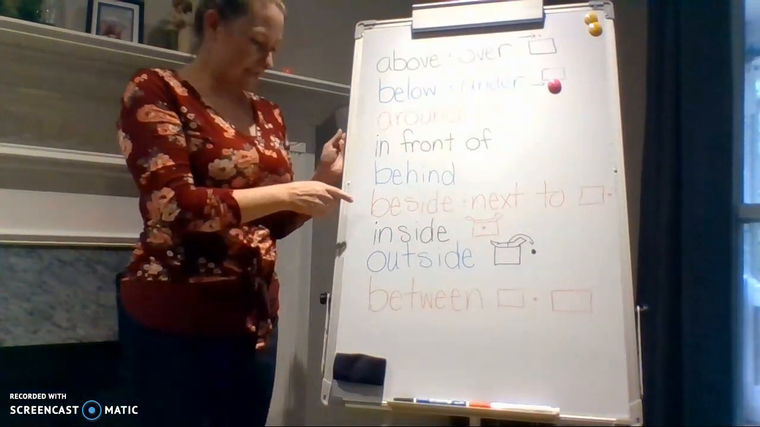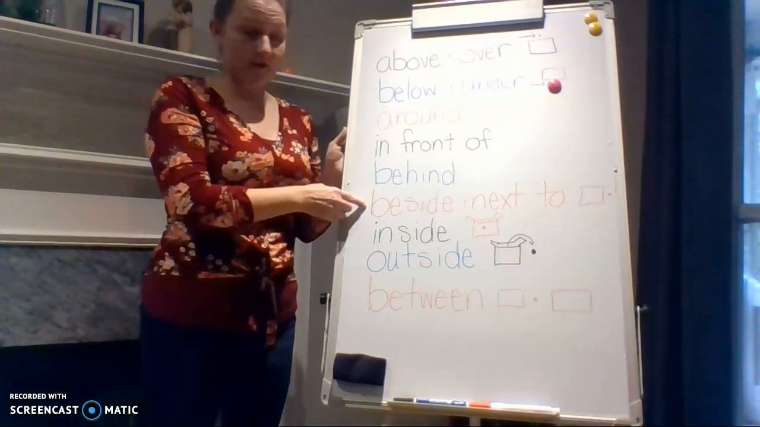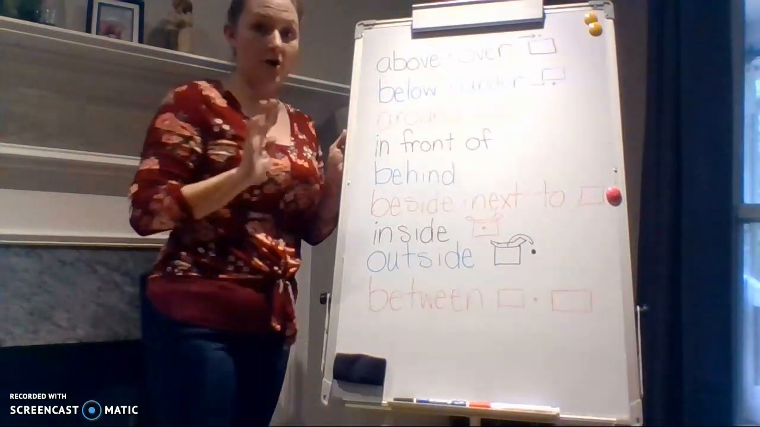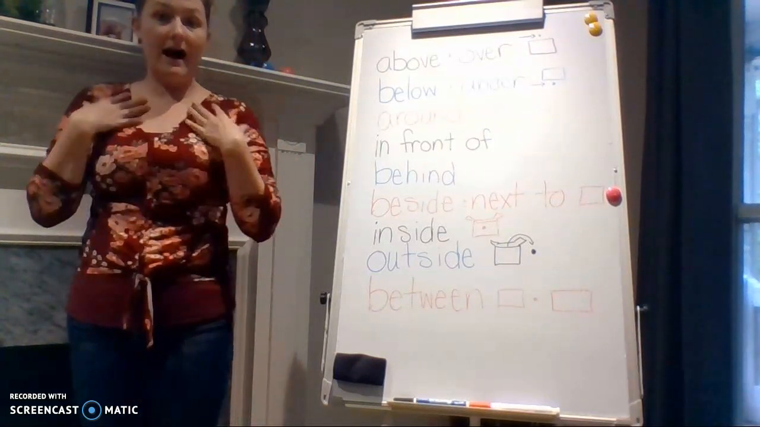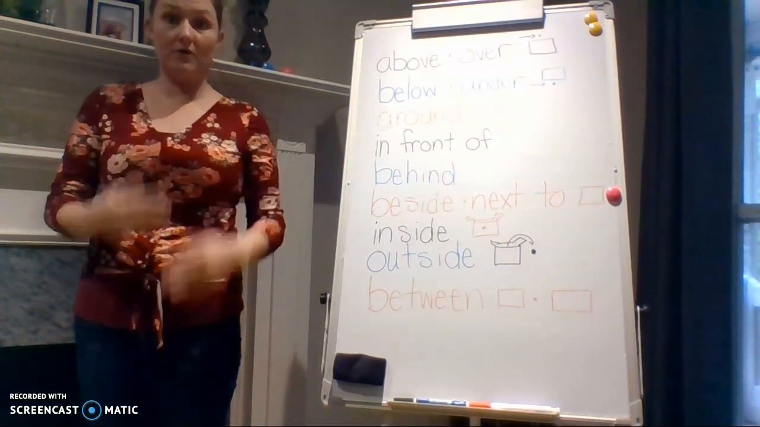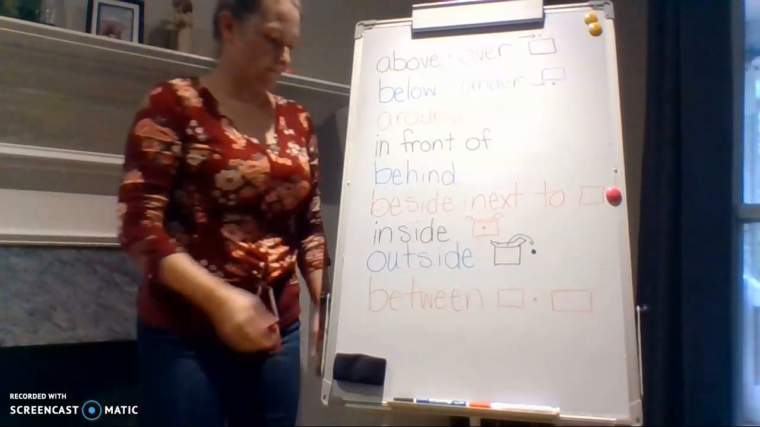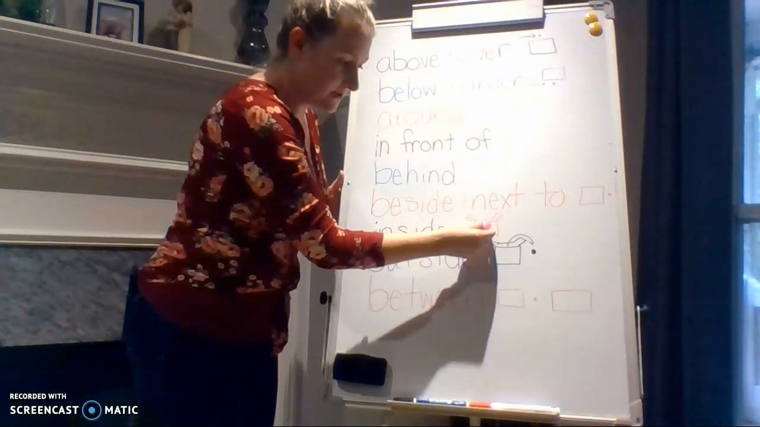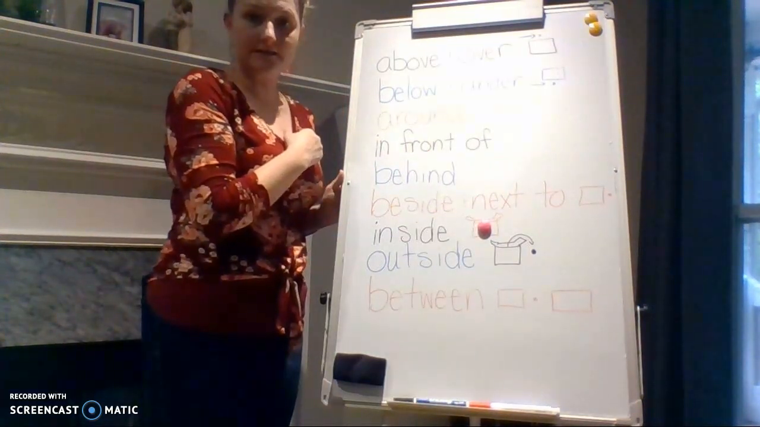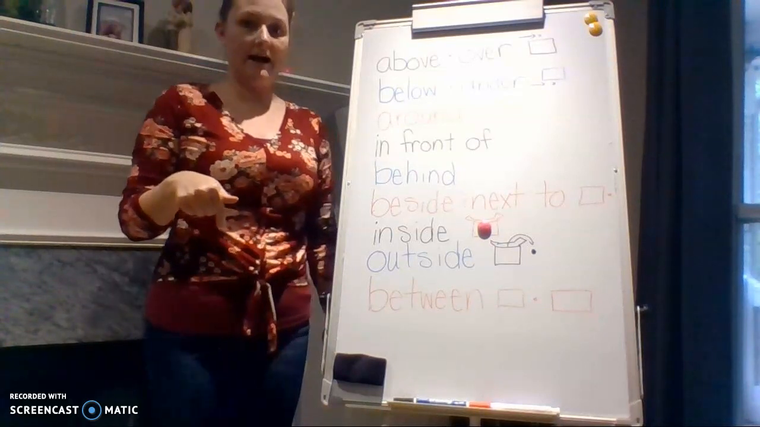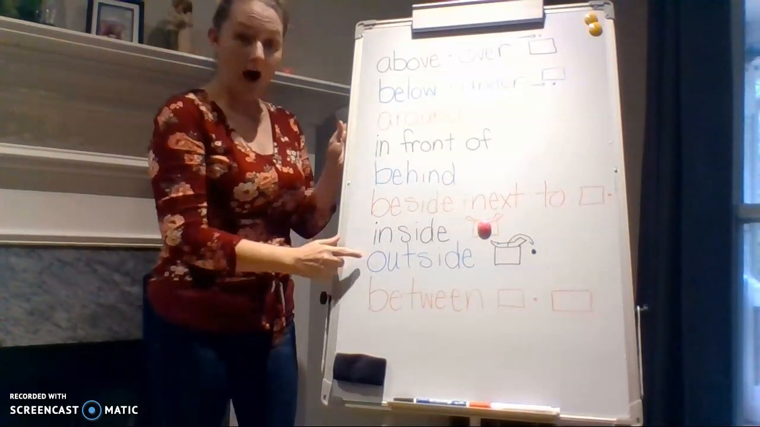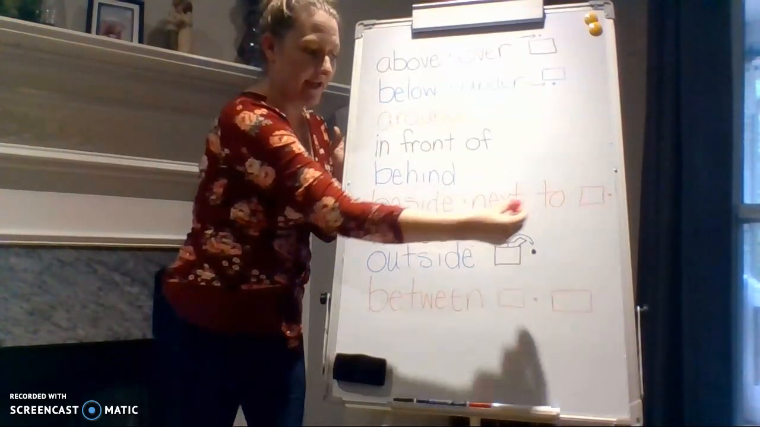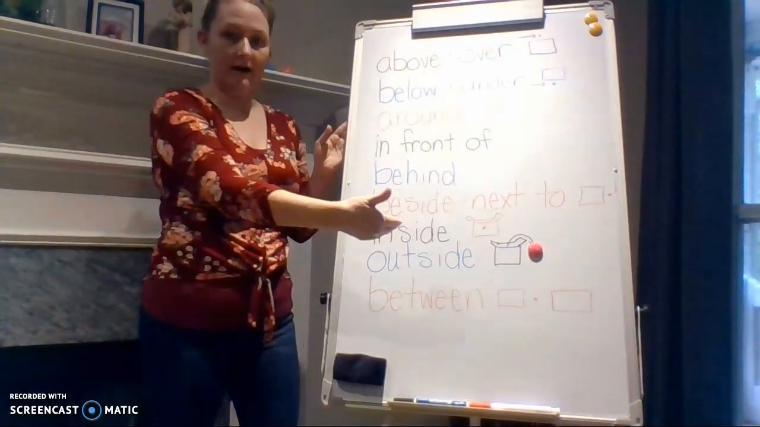Okay. The next is beside. Also the phrase next to. Okay. So again, not touching. And like me, I am beside the board. I am next to it. Inside. Like this magnet is going inside the box. We are inside the house right now. Opposite of that is outside. So I can take it and put it outside of the box.